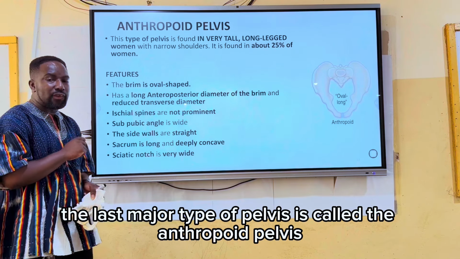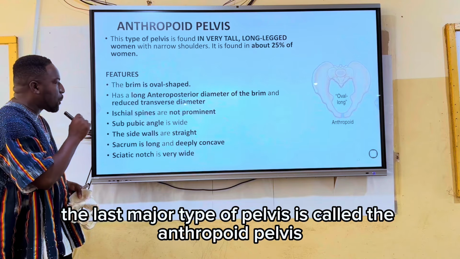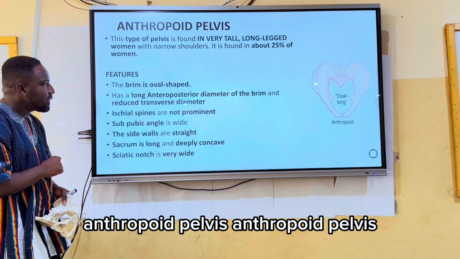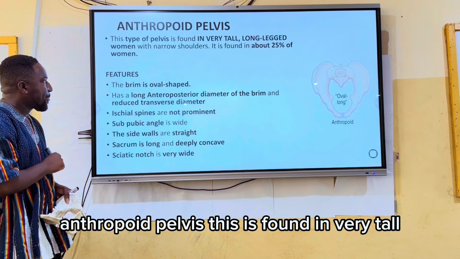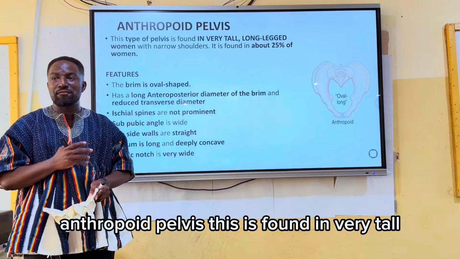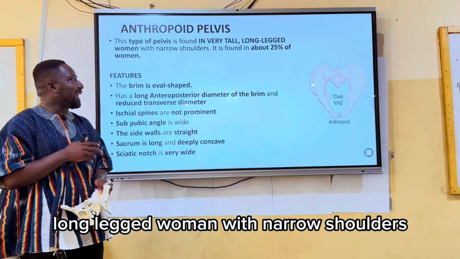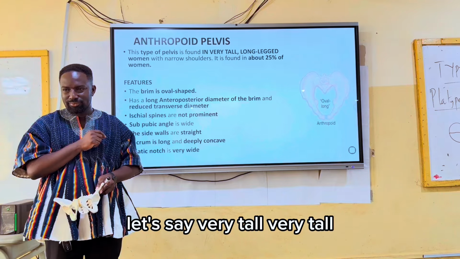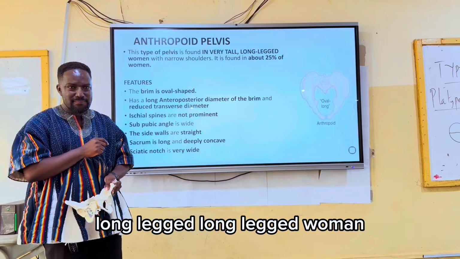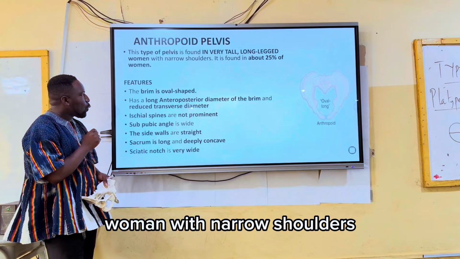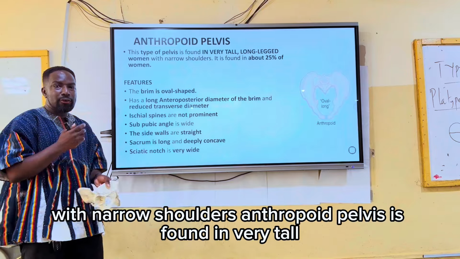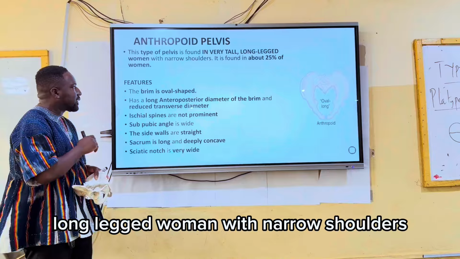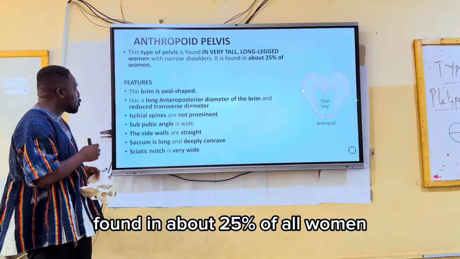The last major type of pelvis is called the anthropoid pelvis. This is found in very tall, long-legged women with narrow shoulders. Anthropoid pelvis is found in very tall, long-legged women with narrow shoulders, in about 25% of all women.